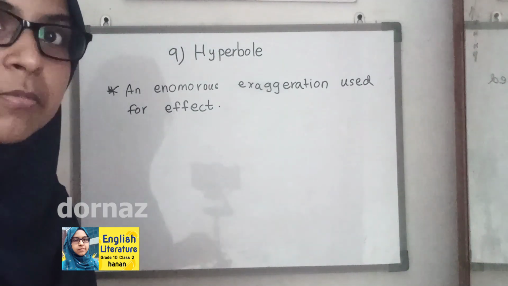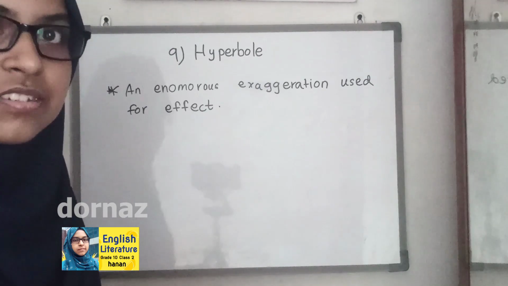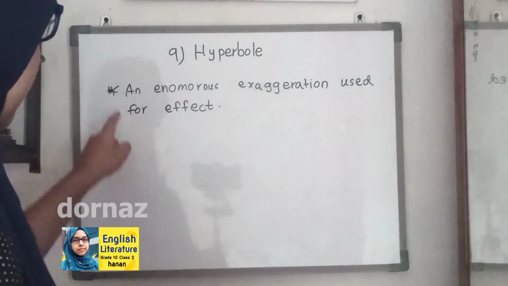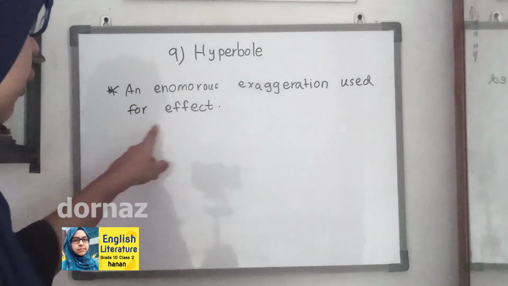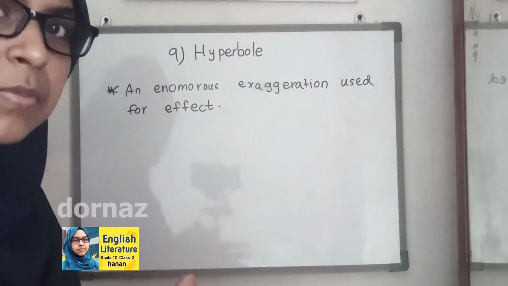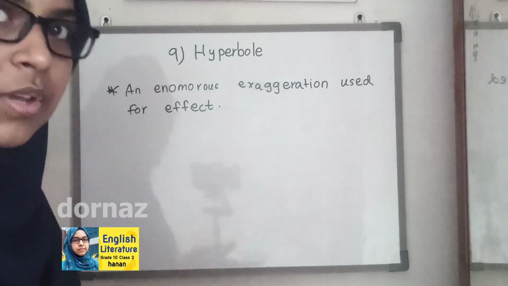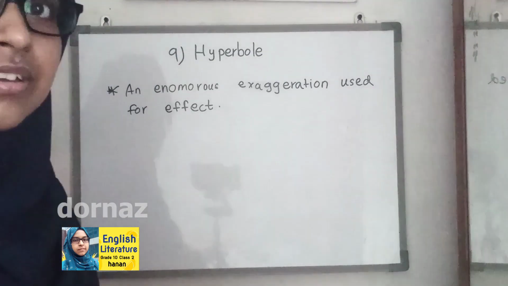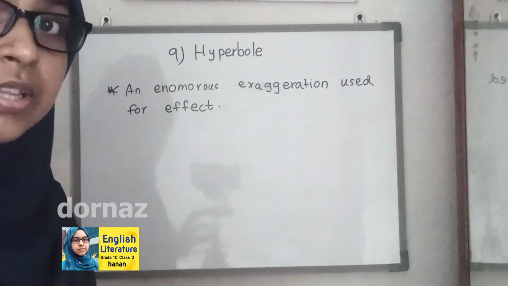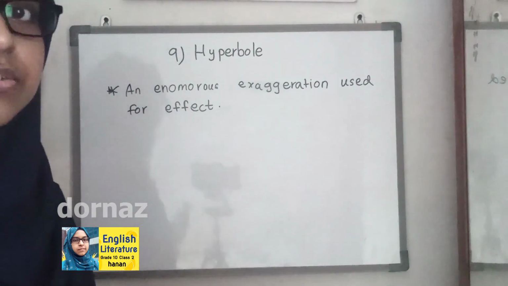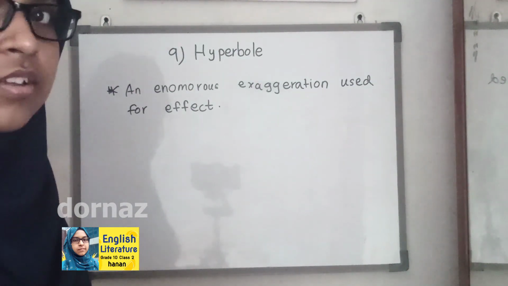The poet tells a simple thing in an exaggerated way, which means an enormous way. It creates some kind of feeling inside readers. That's why they use the poetic device called hyperbole, an enormous exaggeration used for effect. They were trying to make some effect in the poem. The thing is simple, but the poets exaggerate it in an enormous way. That is called hyperbole.